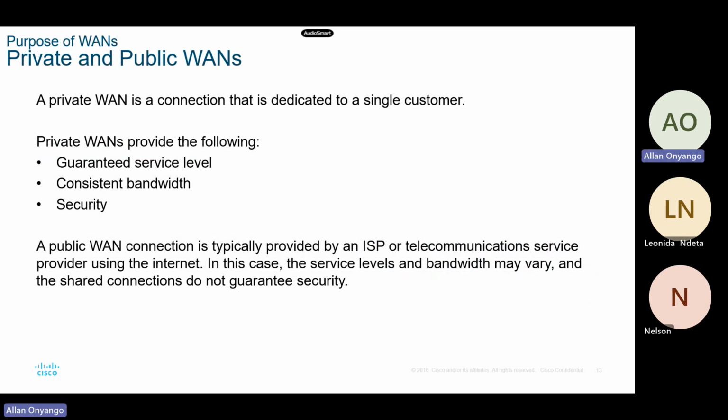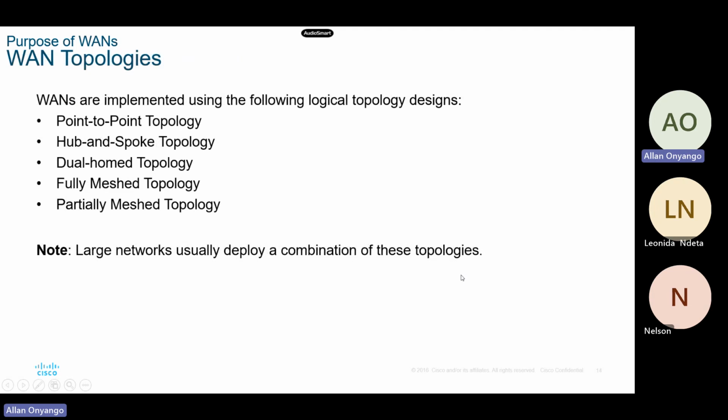Now, we have WANs having two broad categories. Some WAN connections are private, while others are public, okay? Normally, a private WAN is always a dedicated connection to a single customer, okay? And they provide security, very consistent bandwidth, and they guarantee service level. There's a lot of reliability within their network. The public network, on the other hand, is normally provided by an ISP or the telecommunication service provider, using the internet, and bandwidth normally varies, and in most cases it's a shared connection, and elements like security are never guaranteed. Okay, security is never a guarantee.